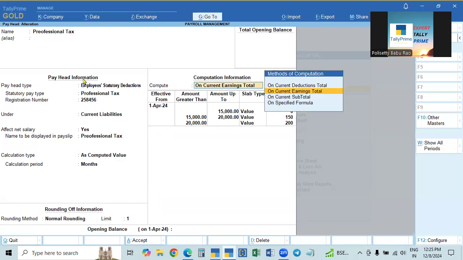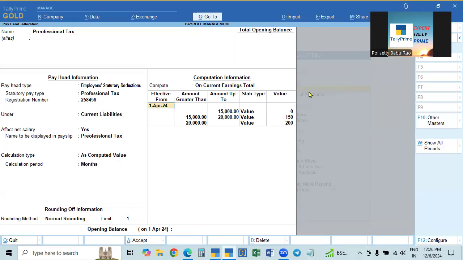In the case of professional tax, all the income, permanent income, regular income or not, total income, he has to pay the tax. Depending on the total income, there are slabs. On the total income, every income. That is why here we did not go for specified value. It is a computed value. It is not calculating a percentage on some pay heads. Here, all the pay heads total we are taking. That is why it is called on current earnings total. That we will take up.